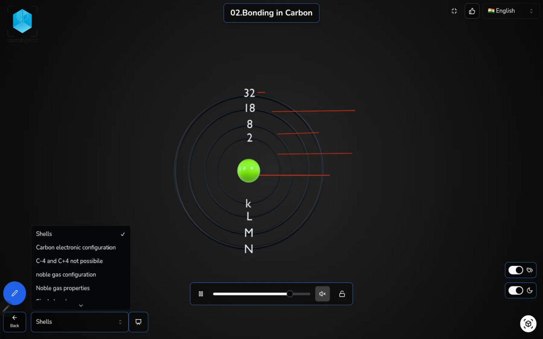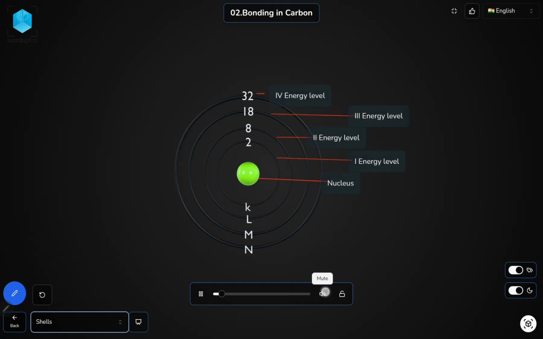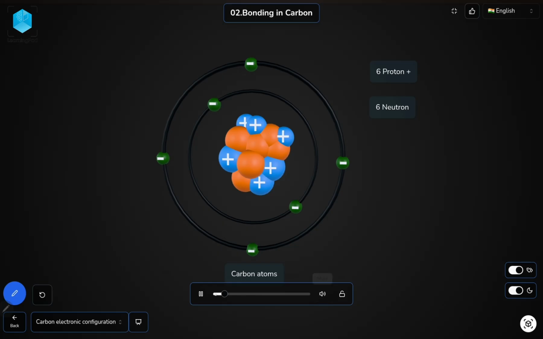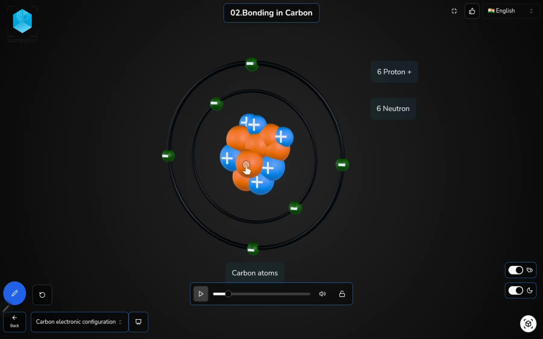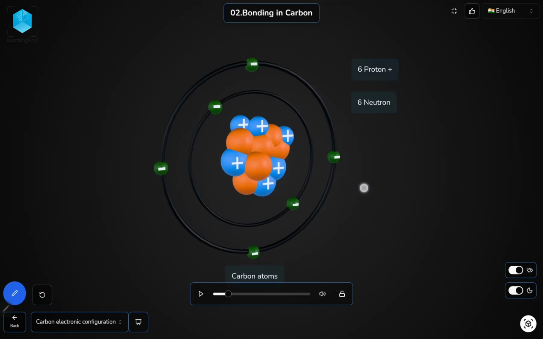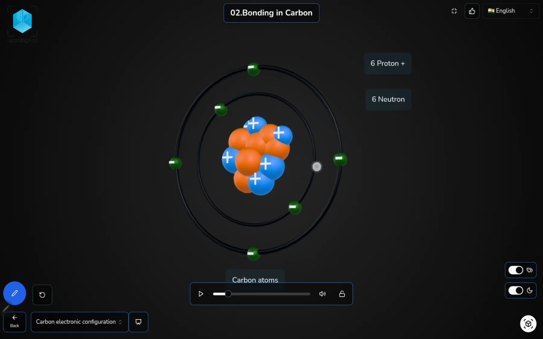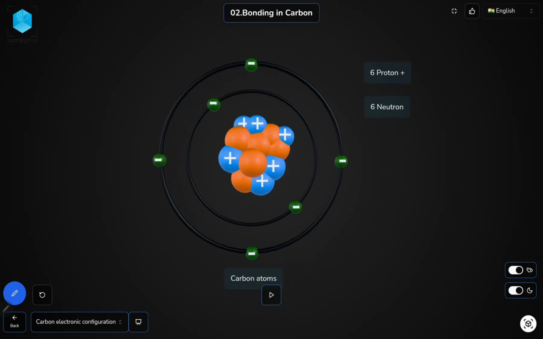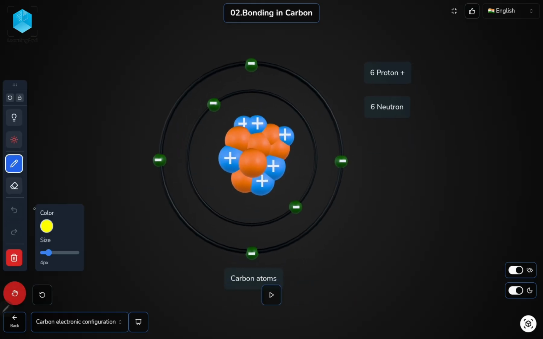Now let us see how is a carbon atom. How are the electrons present in a carbon atom? This is the structure of carbon atom. Carbon atomic number is 6. So it means that it has got 6 protons and 6 electrons.